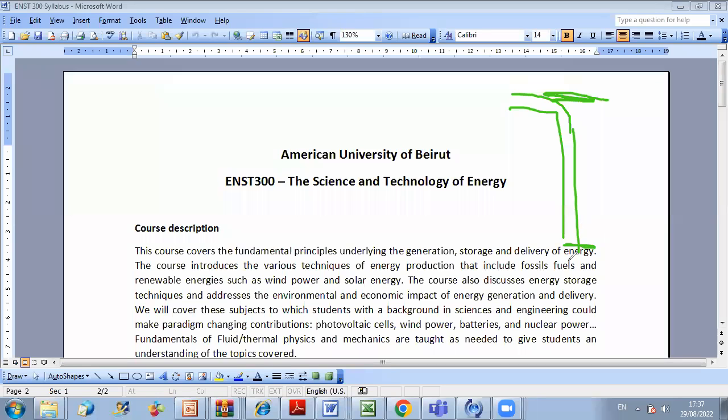And then the kinetic energy can be used to drive turbines, to turn the blades of turbines, and then we can produce electricity. So we can go from potential energy to kinetic energy to electrical energy. This is a very simple example of how energy can be transformed from one state to the other. So in this course, we will try to see the different forms of energy and how we can convert from one form to the other.